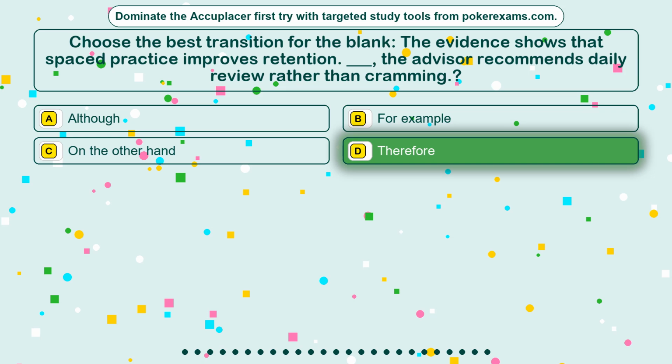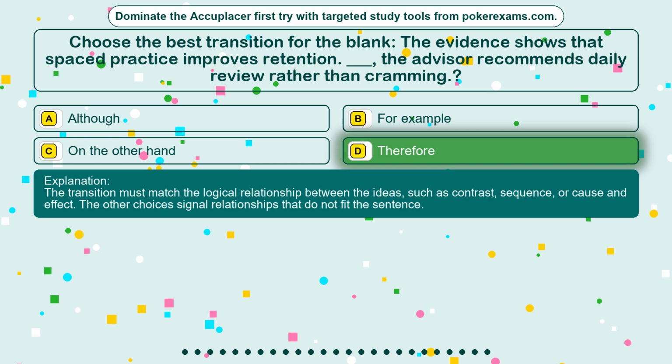The correct answer is option D. Therefore. The transition must match the logical relationship between the ideas, such as contrast, sequence, or cause and effect. The other choices signal relationships that do not fit the sentence.